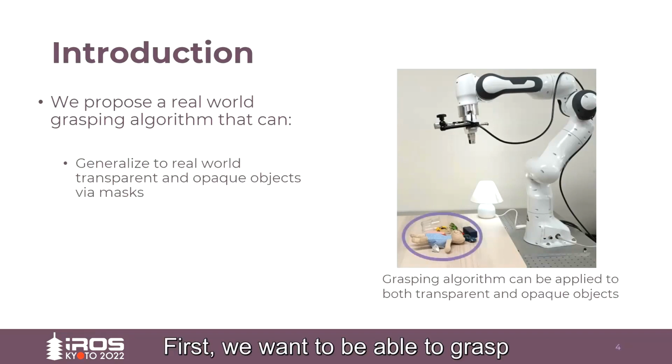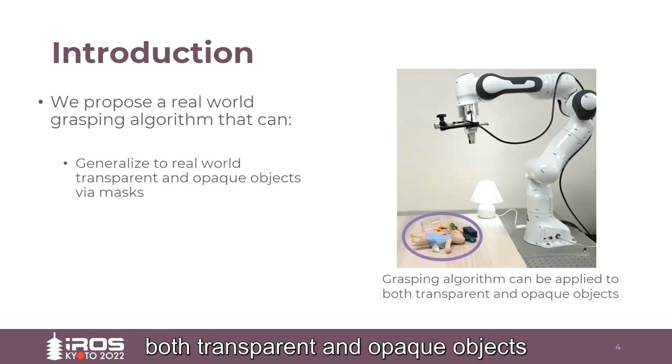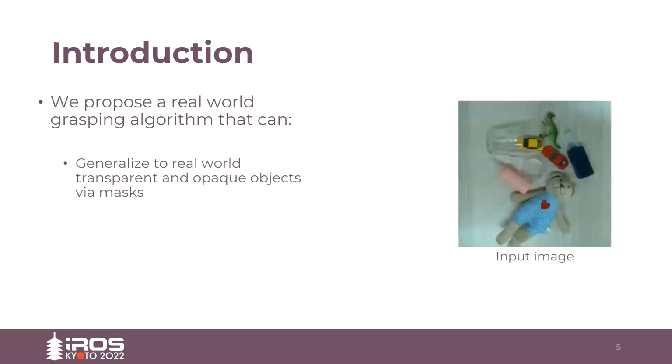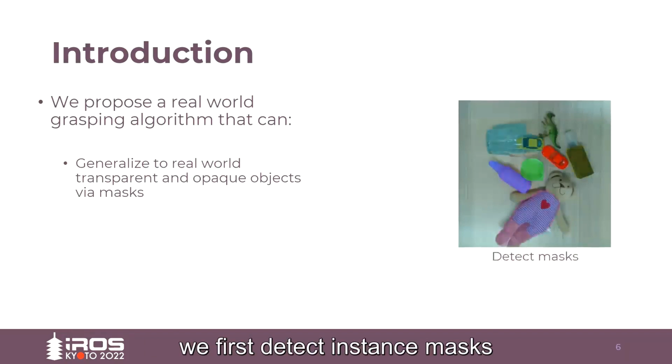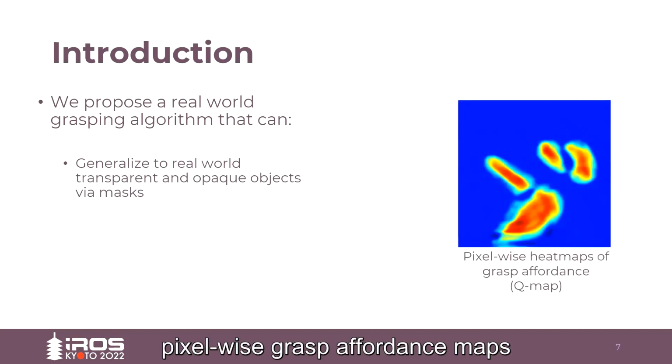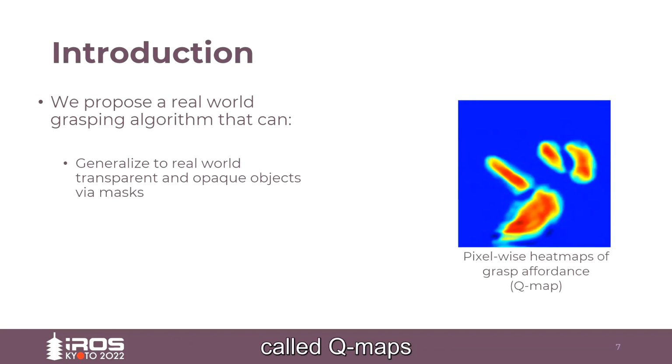First, we want to be able to grasp both transparent and opaque objects as seen in the picture on the right. Given an image observation, we first detect instance masks. Then we calculate pixel-wise grasp affordance maps called QMaps.